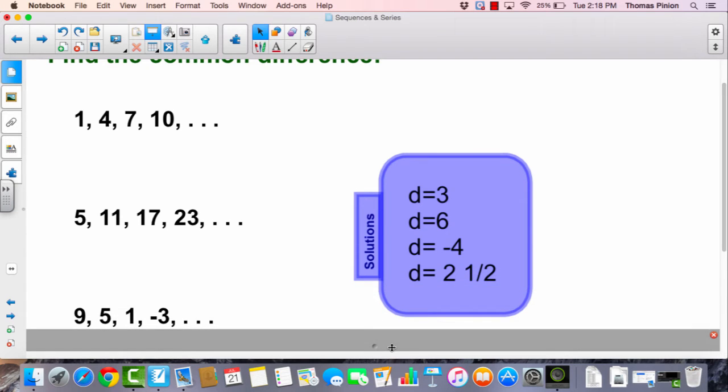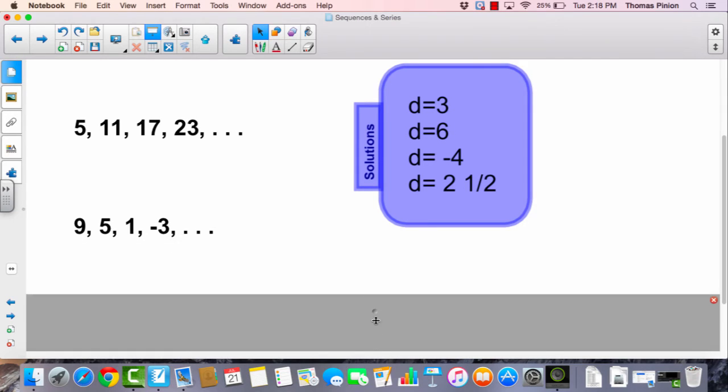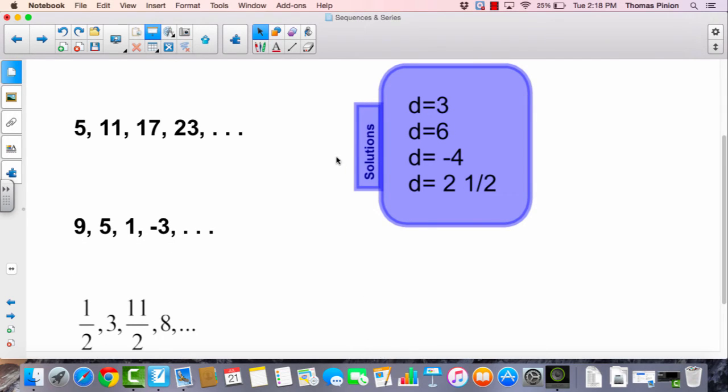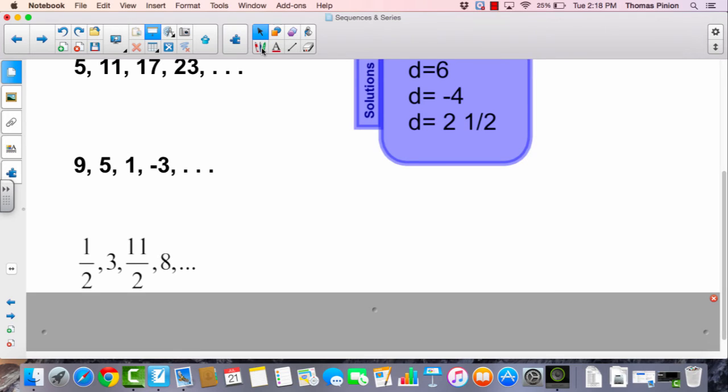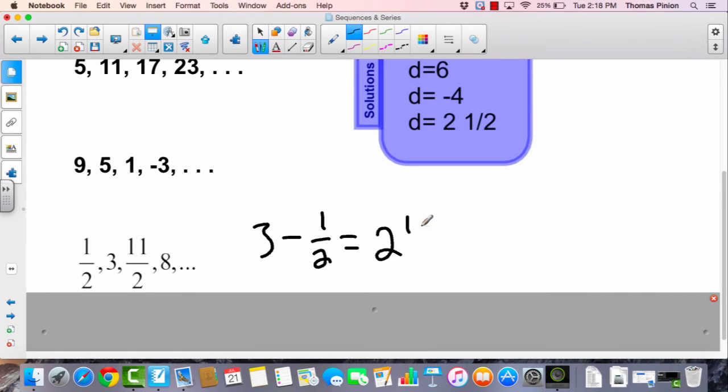For the next one, we get 9, 5, 1, negative 3. You're going down by 4 each time, so we would call the common difference negative 4. If that's not easily seen, take the second term 5 minus 9, and you'll get negative 4. And then finally, this sequence seems to be a little bit tricky, but you can do it if you take the second term 3 minus the first term 1/2, which gives you 2 1/2, or 2.5.